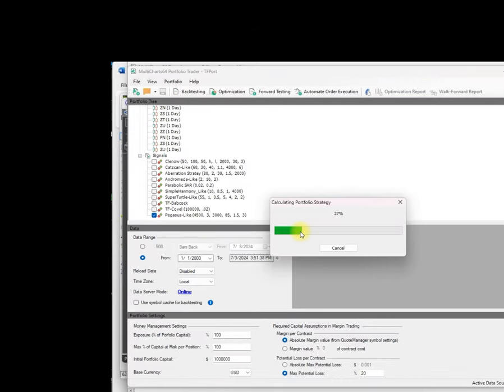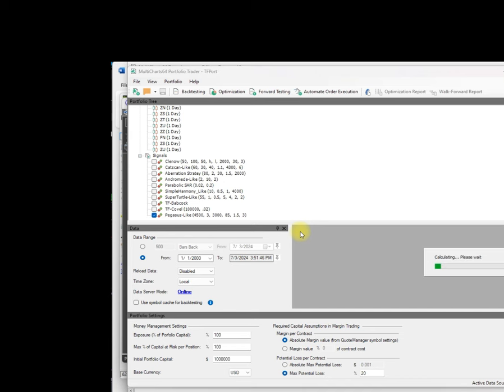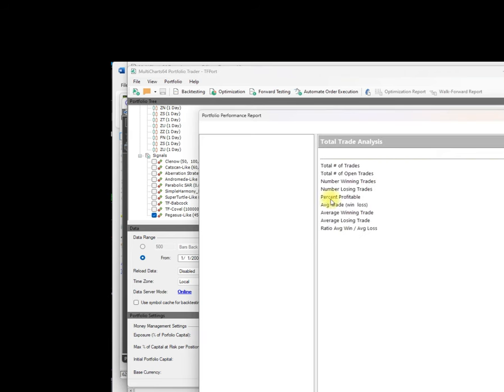It's running this strategy across those 25 markets. Look how fast this thing is. This thing is super fast. Is it faster than Maestro? I'd have to say it is. So now it's going to create the report for us. I'm bragging on it. Watch it bomb on me.